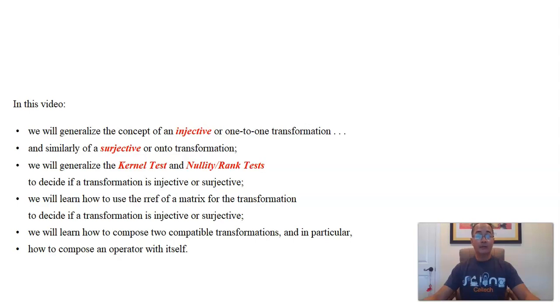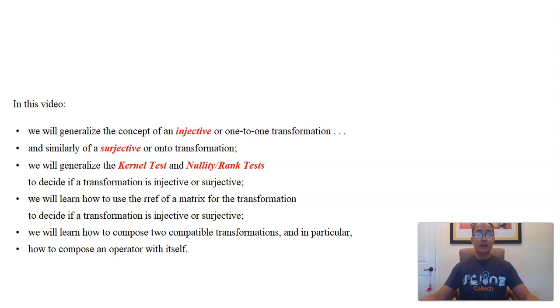So, we're obviously going to generalize the definitions for injective and surjective transformations. Now, back in chapter 3, we had the kernel test and the rank test for transformations on Euclidean spaces. So we will see, of course, that those tests generalize for transformations on abstract vector spaces.